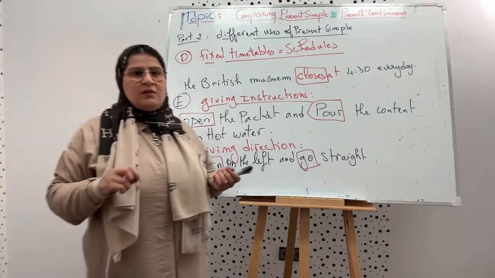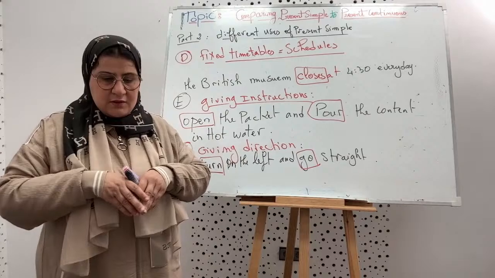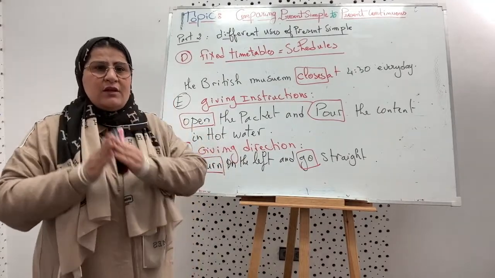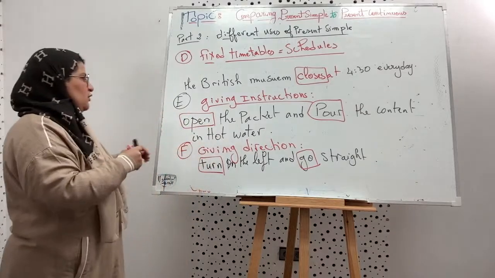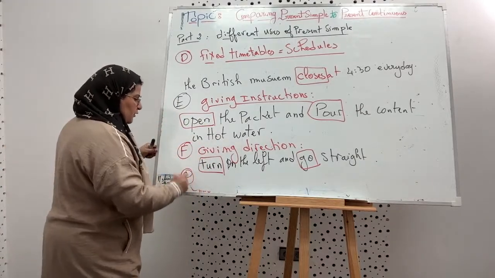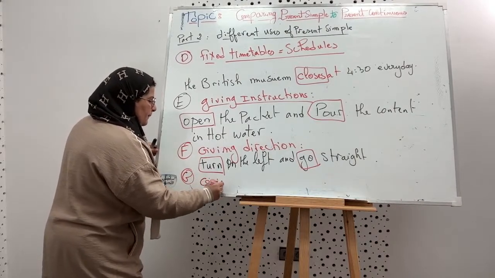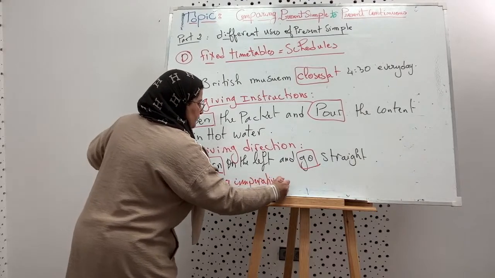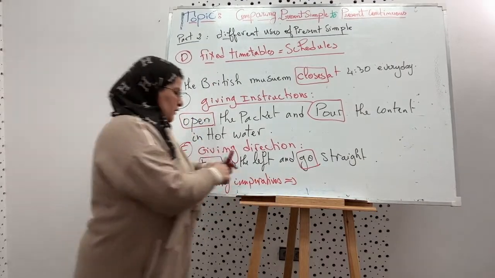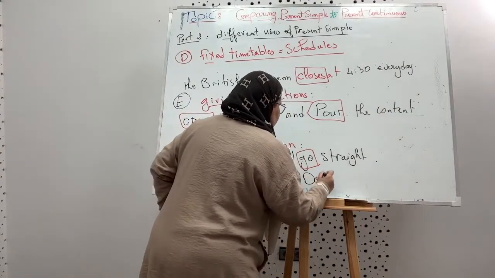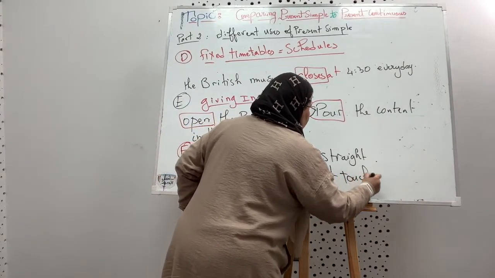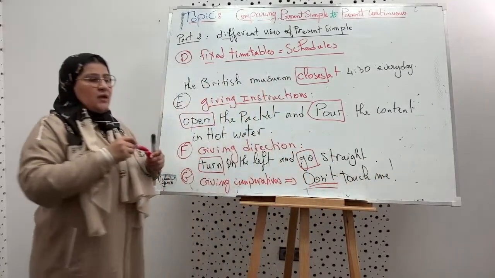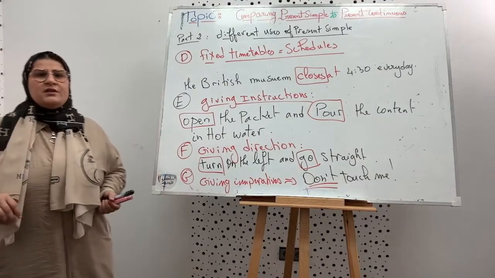Finally, we can use the present simple to talk about imperative sentences. For example, tidy your room and don't touch me. These are imperatives. The last one is giving imperatives. For example, don't touch me. You see? Okay, this is all about the different uses of the present simple tense.